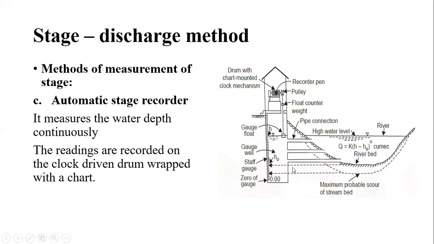So here it will come. H0 is written here, that is the staff gauge; H0 means initial. Then above this, whatever the water depth will be, that we want to measure, and that will be automated. So what they did, they have provided a float and a balancing weight.